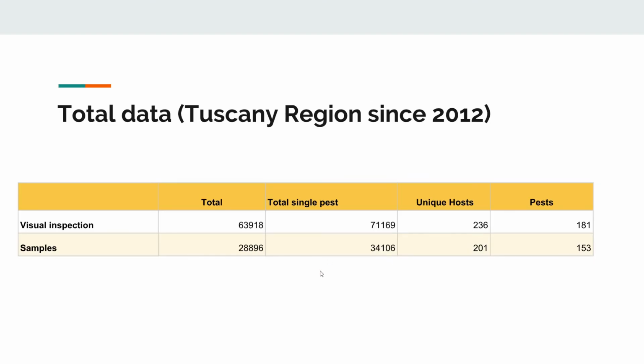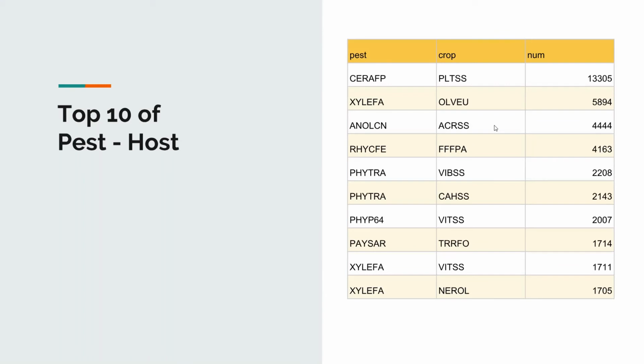And this is all the data that has been collected from the Tuscany service that has been harmonized using EPPO code. At the moment we have data from the visual inspection and data from the lab samples, and this is the number of unique hosts and pests that are currently in our database.